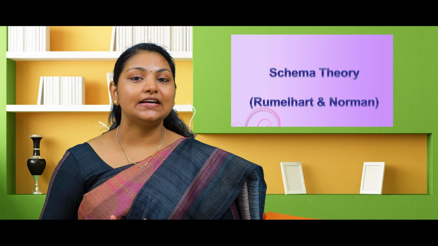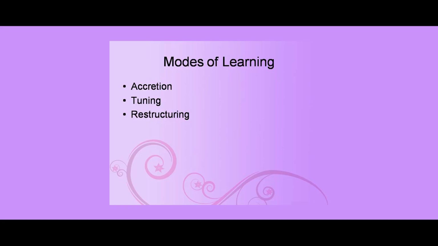The next theory is schema theory by Rumelhart and Norman in the year 1976. Schema theory suggested that a schema is a data structure for representing generic concepts stored in memory. Particular information is encoded within the memory system when constants are substituted for the variables of a general schema. According to this theory, learning is not a unitary process. It proposed three modes of learning: first one is accretion, second one is tuning, and the third one is restructuring.